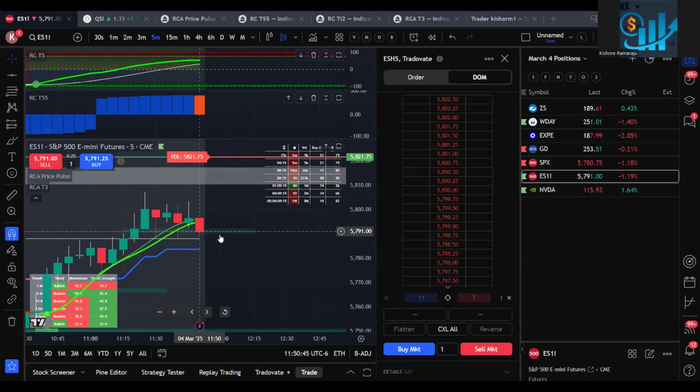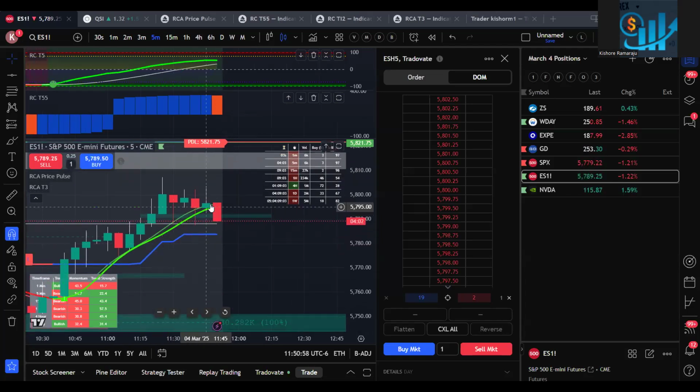Right. Again, if we see a green candle, again we can enter long one more time. So again, it came to the T5 line. As long as it is above the price pulse line, that means we are bullish. The price pulse line should be blue. Your T5, T3 line should be green. As long as that is there, we can keep on taking. Whenever it goes up, take profit. Whenever it comes down, again go long.